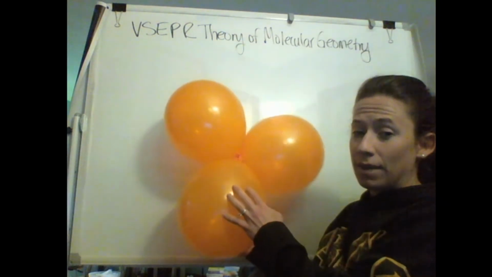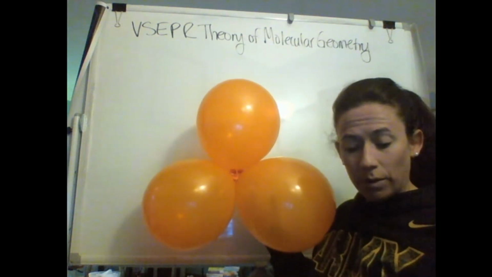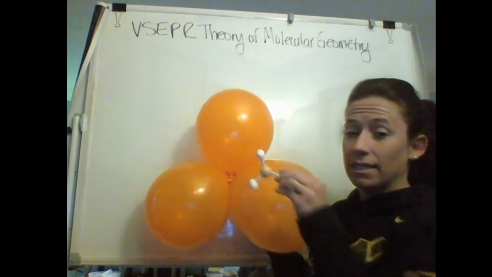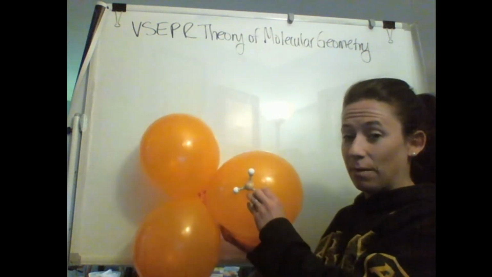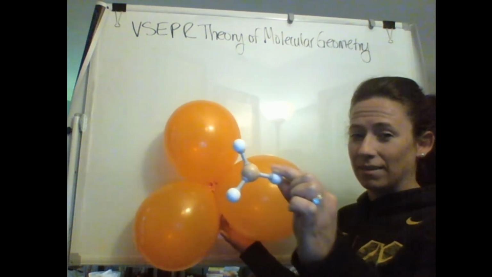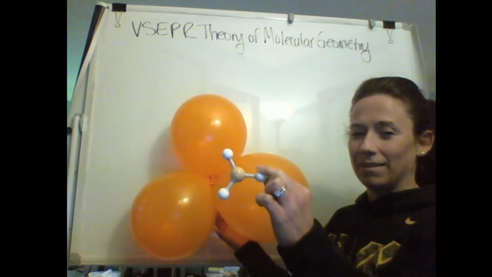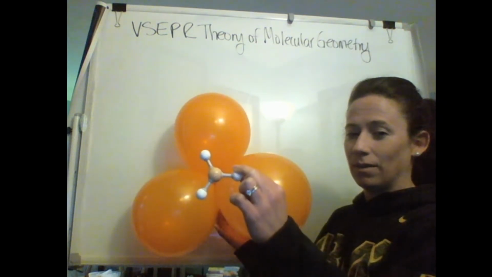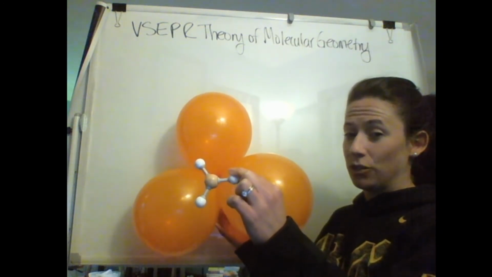And if you have 3 atoms all lying in the same plane, they will be 120 degrees apart from one another, right? 360 divided by 3 is 120. This is trigonal planar. I keep trying to line these things up. There we go. Voila. Okay? Trigonal planar geometry.